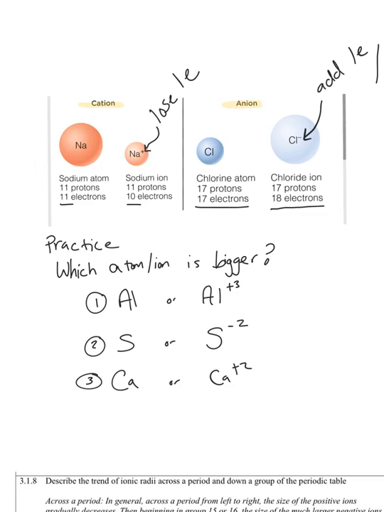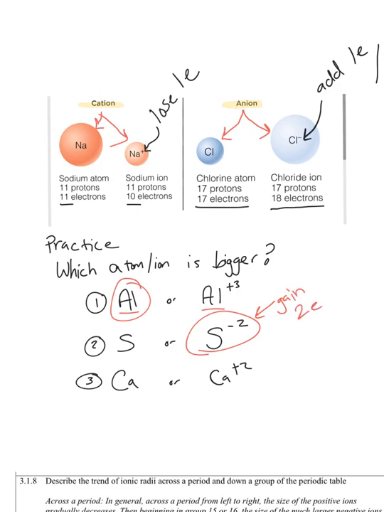For the first one, which one is bigger? We have a neutral atom and we have a cation. Who's going to be smaller, the neutral atom or the cation? The cation is smaller, so this means the neutral atom is bigger. The next one is negative, and negative is an anion. Here's the neutral atom and here's the anion. Which one is going to be bigger? The anion, because this minus 2 means gain 2 electrons.